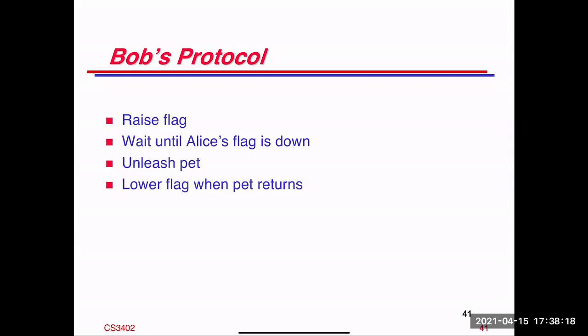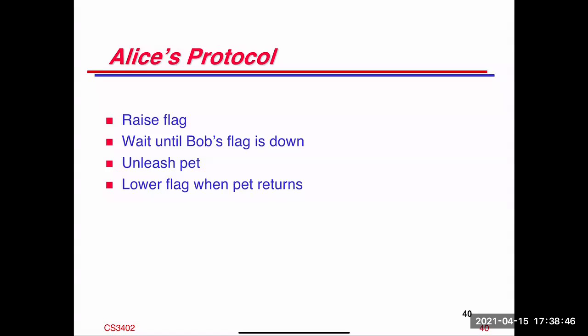So let's assume both pets want to go in, right? So what's going to happen? Well, Bob is going to execute this code. Alice is going to execute this code. So what are they going to do? Well, Alice is going to raise her flag, right? Then Bob is going to raise his flag, sorry. And he's going to wait until he sees Alice's flag is down. Similarly, Alice is going to wait until she sees that Bob's flag is down.